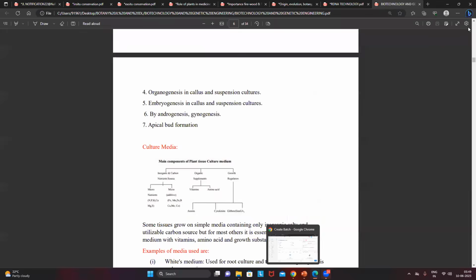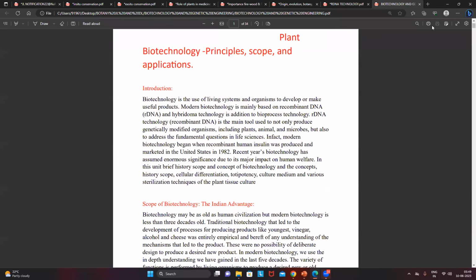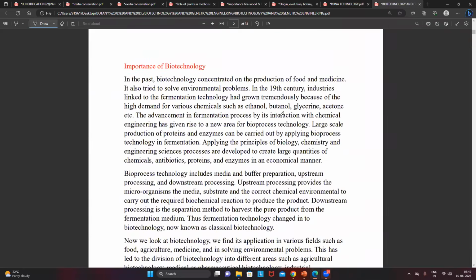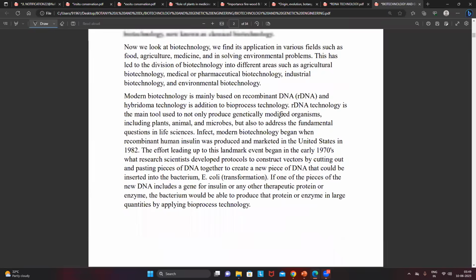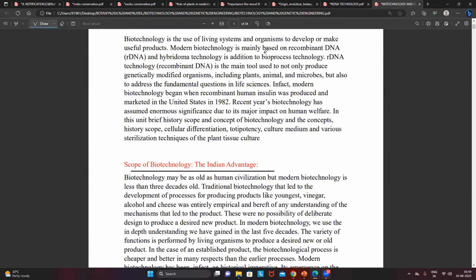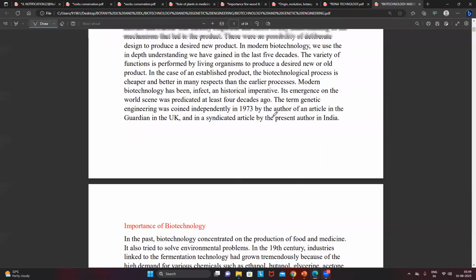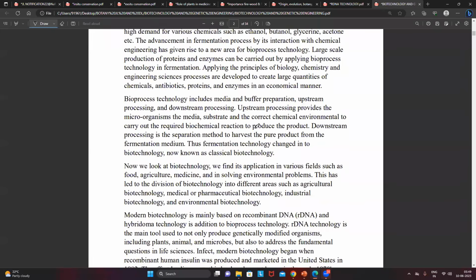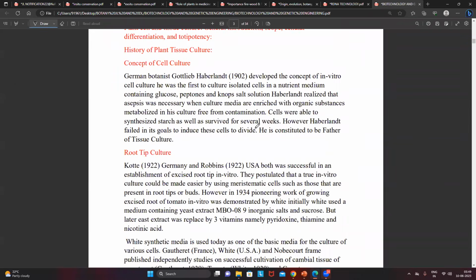You have to keep the PPT with you. Whatever I'm saying, you have to read exactly that. Don't go beyond that, even a single point. First, they have given the scope of biotechnology and Indian advantage. It's not required; for your knowledge, you just have to read it once. It means what is the benefit of biotechnology in India? That's all. Then all the students listen.